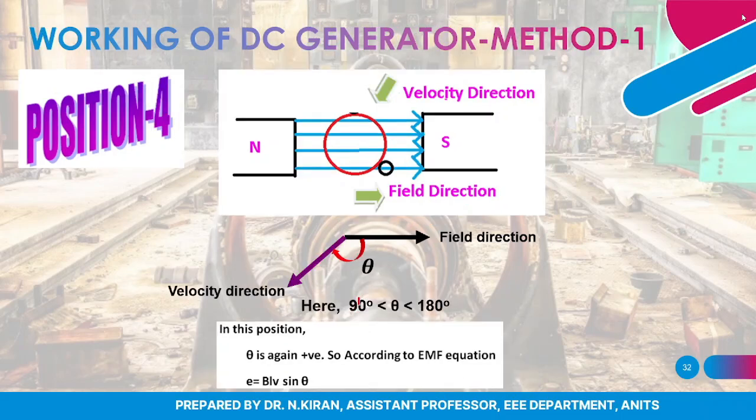Next, when the conductor comes to the fourth position, you can see the field direction as usual will never change and the velocity component will be in this direction. The angle existing between them will be somewhere in between 90 and 180. So again theta is positive here, sine theta will also be positive. According to my dynamically induced EMF expression, E is equal to BLV sine theta, my EMF value will be some positive value.